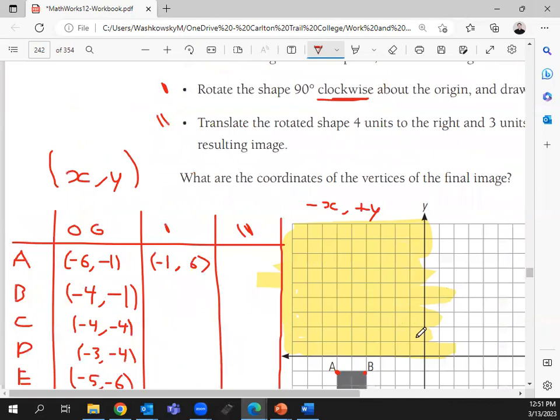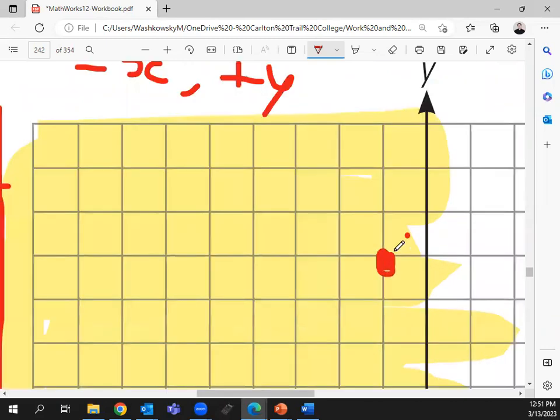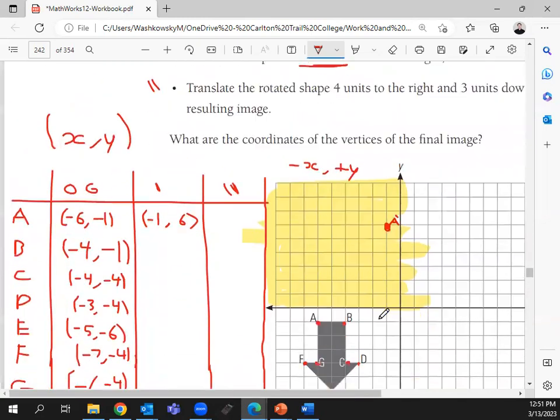So now I could go in there, negative 1, positive 6, and all of a sudden I have my new home of A prime there. You don't need to go and label those coordinates on the chart, as long as we have it in this table of values, that's okay.